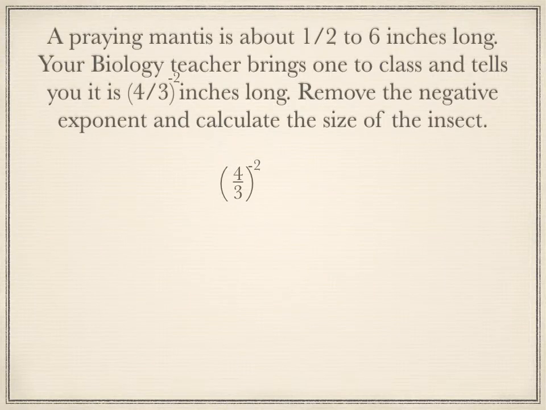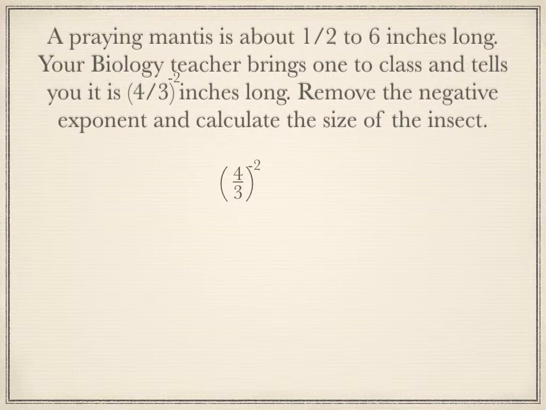So our first question is, a praying mantis is about 1/2 to 6 inches long. Your biology teacher brings one to class and tells you it is (4/3) to the negative second power inches long. Remove the negative exponent and calculate the size of the insect. So we've got our (4/3) to the negative second power.